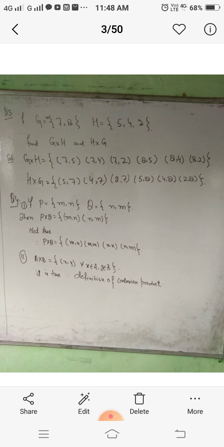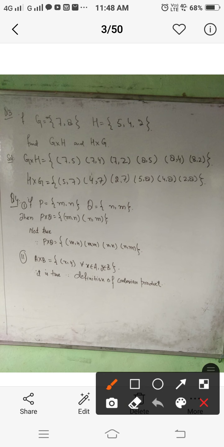The question number 3 is, if G equals {7, 8} and H equals {5, 4, 2}, we have to find G cross H and H cross G. Here G cross H is the set of all ordered pairs whose first entry is from G and second from H. Here H has 3 elements, G has 2 elements. This means that G cross H has 6 elements, that is these 6. Similarly, H cross G is (5,7), (4,7), (2,7), (5,8), (4,8), (2,8), by considering all the elements from H as first entries of the ordered pairs.